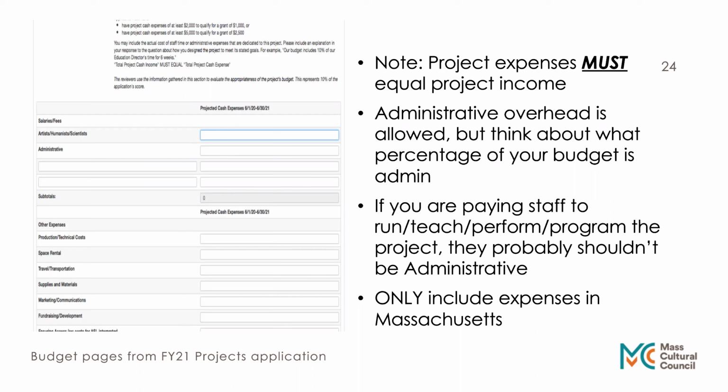There is a set of categories that we've put in here as things that we think are common ones, but there are also blank categories for you to be more specific in relationship to your own project. So we can't imagine everything that you might spend money on. We've given you some blank spaces to figure those out for yourself. Only expenses in Massachusetts, only cash expenses, not in kind.